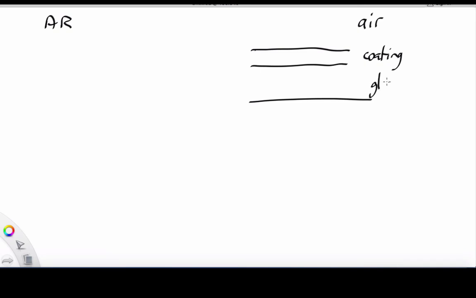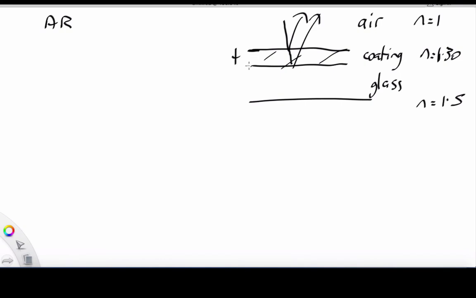Now, our AR coating will be sitting here on top of glass. So we've got air, coating, glass. So n is 1, n equals 1.5 for the glass, and the coating is n equals 1.3. So again, we've got two rays. One bounces off the top of the film, the other bounces off the bottom, and we have a thickness t of the film.